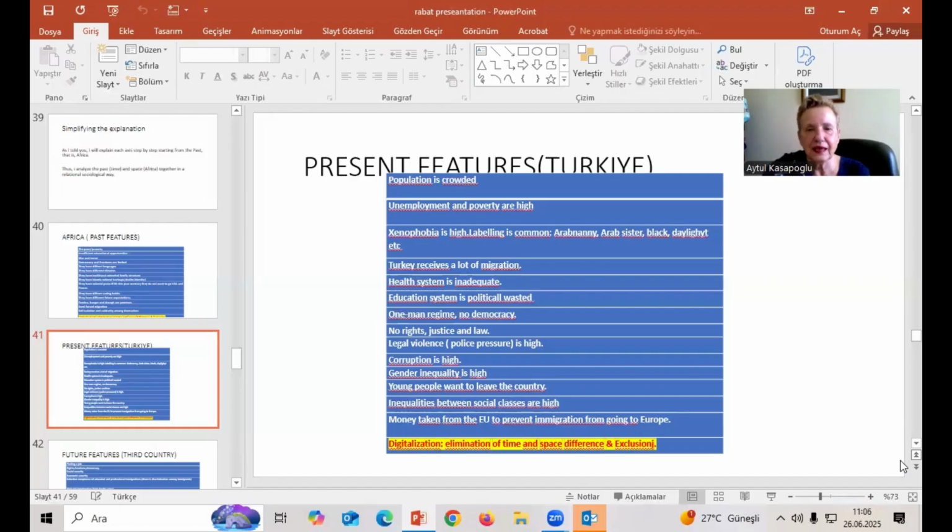Red and yellow marked sentences: digitalization, elimination of time and space difference, and exclusion.